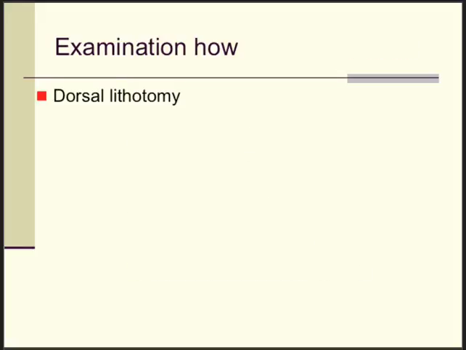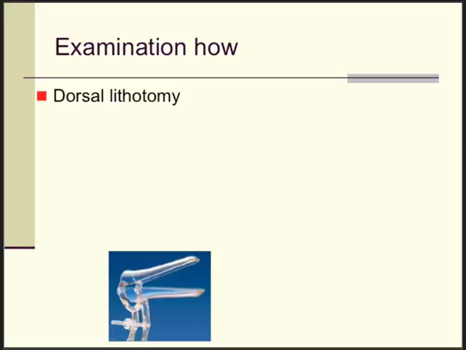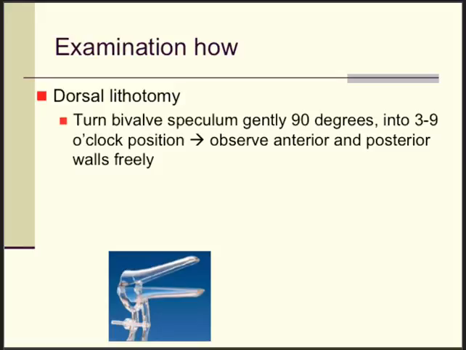How should we examine a woman presenting with pelvic organ prolapse symptoms? I would recommend for most doctors to do it when the woman is in dorsal lithotomy position. Most of us are familiar with this bivalve speculum, which we use for cervical screening, to take a pap smear, to take swabs. And the only difference is that we should turn the bivalve speculum, as depicted here, gently 90 degrees.